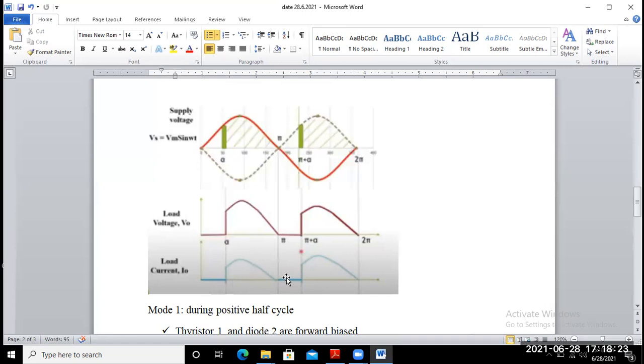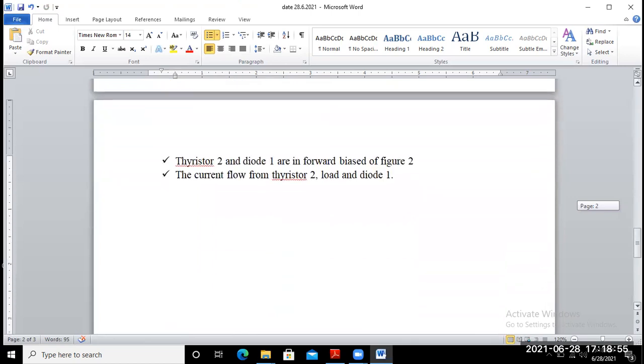You are already familiar with the various types of other controllers. Now we try to find the parameters of this half controlled rectifier: average output voltage, RMS voltage, average output current, RMS output current, form factor, and ripple factor. So we try to find all the parameters of this controlled rectifier.